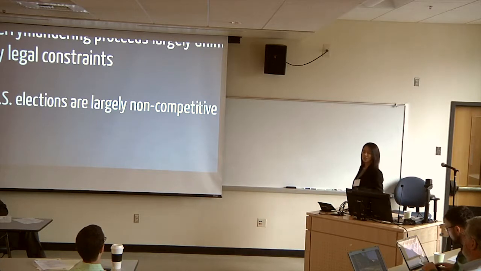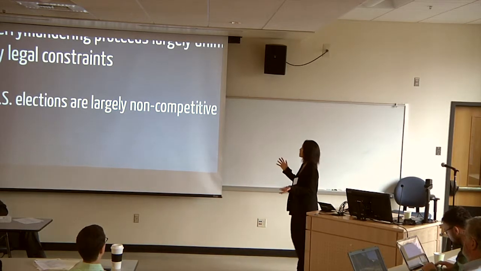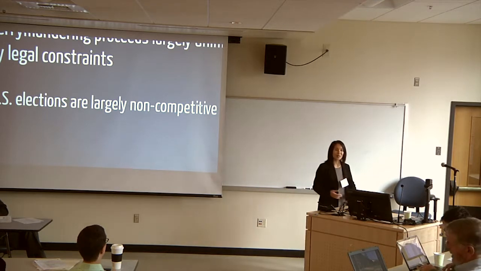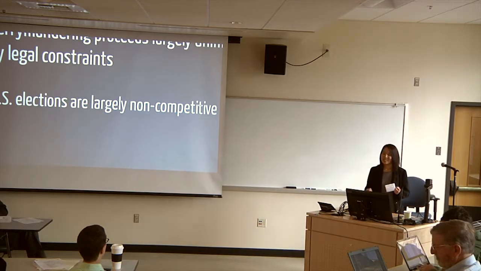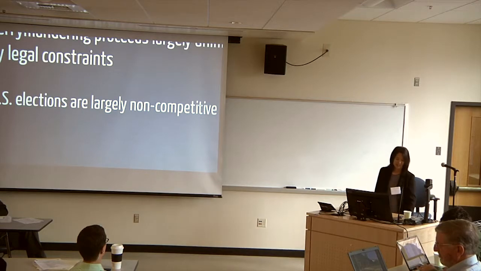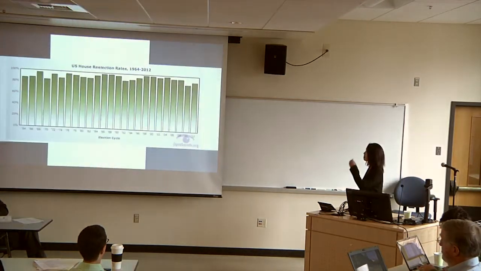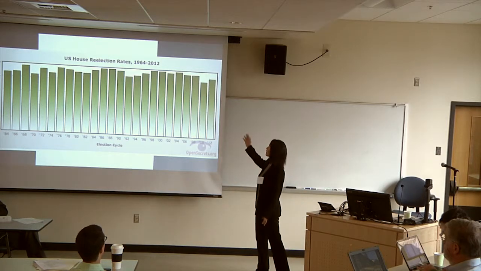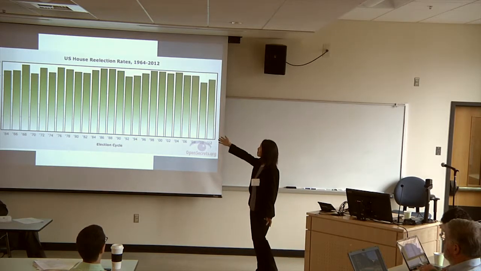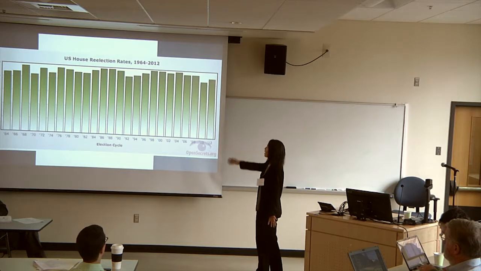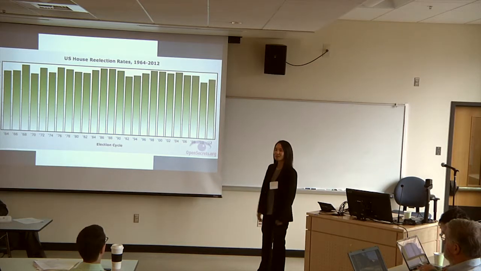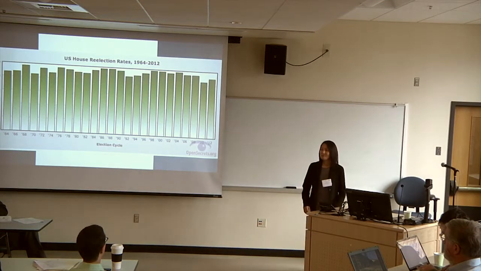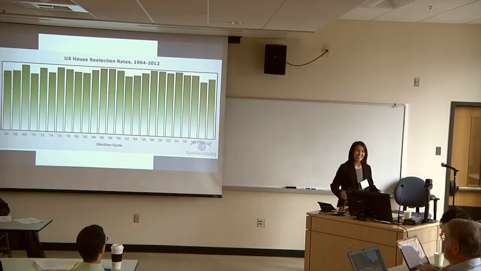So U.S. elections, when they draw them this way, they're largely non-competitive. I mean, you go to the polls and you vote, you think that's a big deal. The election's not competitive, right? And if you look over time, U.S. House reelection rates from 64 to 2012, it's really high. I mean, some years we go to vote, there's 435 members of the House, and almost none of them get knocked out of office. They all get reelected. Like, okay, why did I go to vote, right?